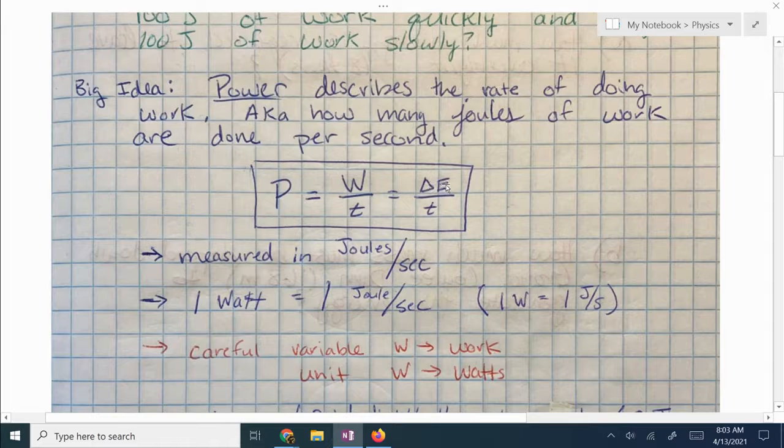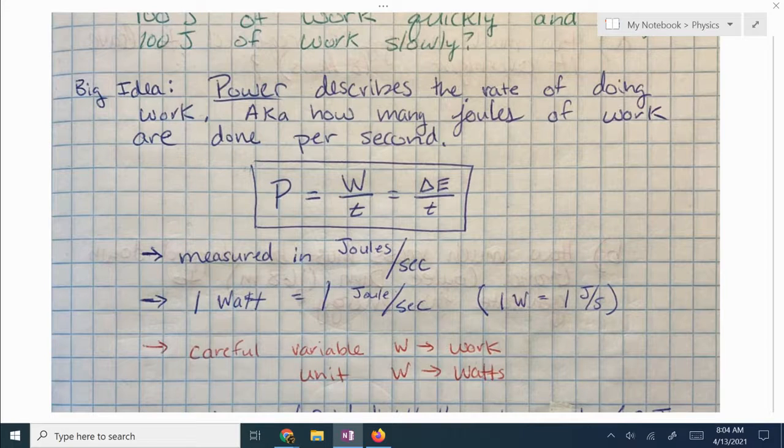So work is a change in energy, final energy minus initial energy. It could be your final gravitational energy minus your initial gravitational energy if you're lifting something up, your final kinetic energy minus your initial kinetic energy if you're speeding something up, or your final elastic energy minus your initial elastic energy if you're stretching a spring. So power is measured in joules per second: the amount of work you do divided by how quickly you do it, the time.